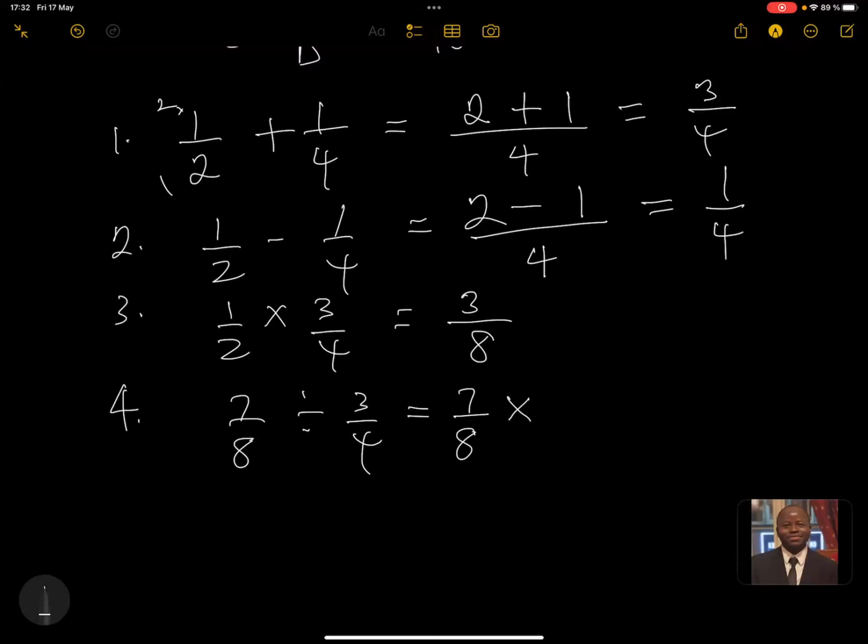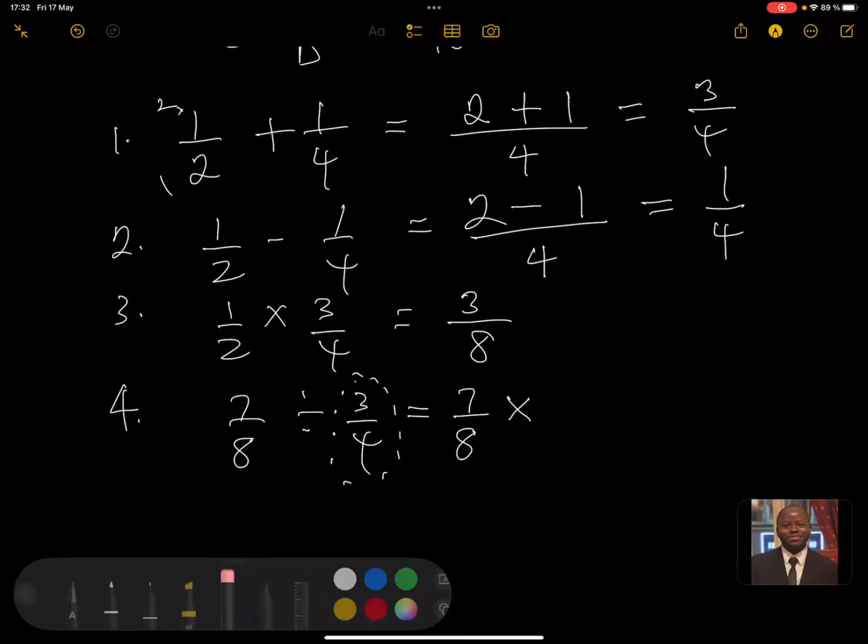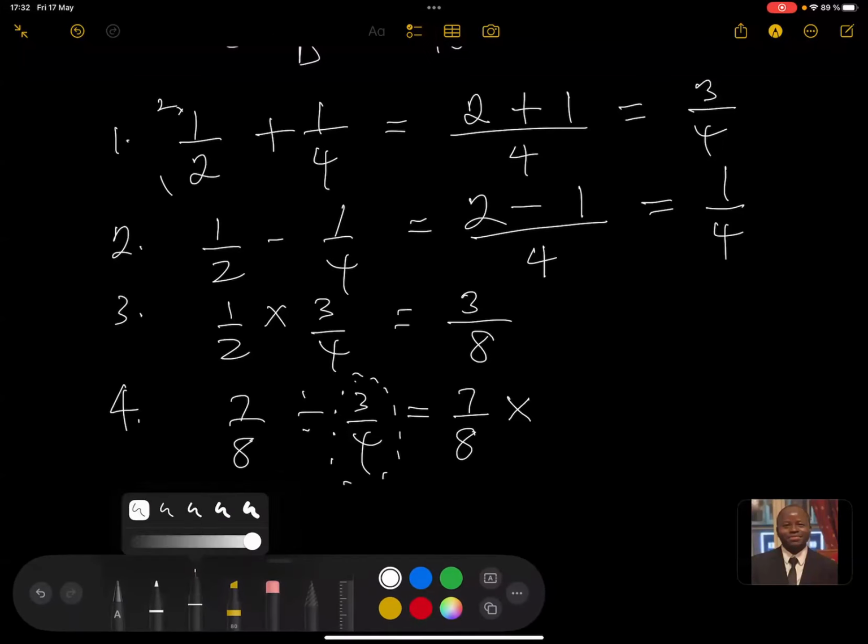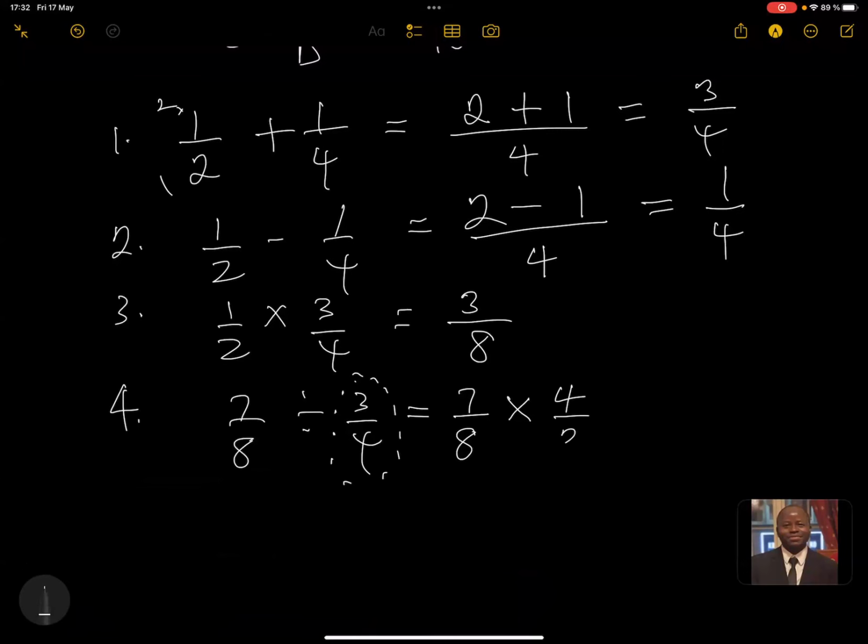If I do that, that means I will take the inverse of this fraction. The inverse means that you should turn the numerator to be denominator and then turn the denominator to be numerator. So in this case, the inverse of 3 over 4 is going to be 4 over 3. Do you understand this inverse of the thing? The inverse means that you make the numerator to be denominator and you make the denominator to be numerator.